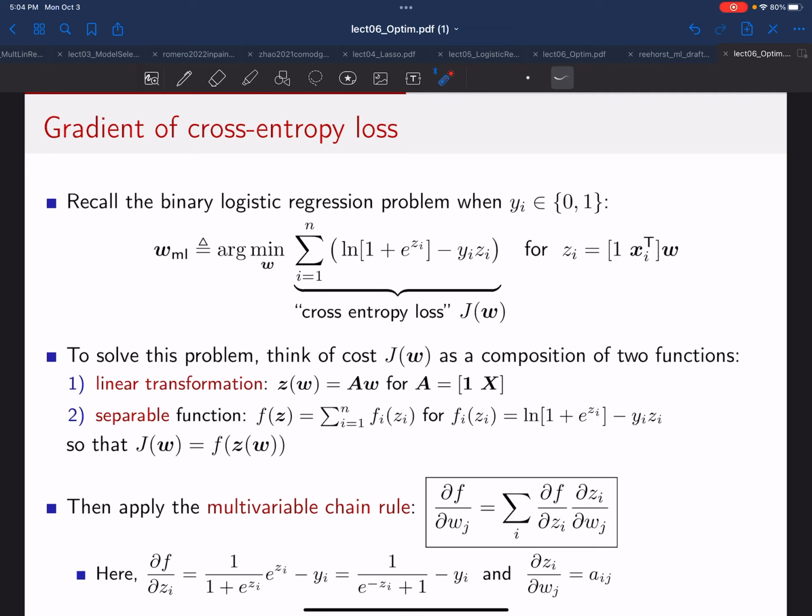Okay, so once we have this two-step process from W to Z and then from Z to F, we can compute our gradients of F with respect to W, or the same as J with respect to W, using what's called the multivariable chain rule, which is something we'll use a lot for the rest of the term. So the multivariable chain rule says df dwj is the sum over all these intermediate variables i, df dzi times dzi dwj.